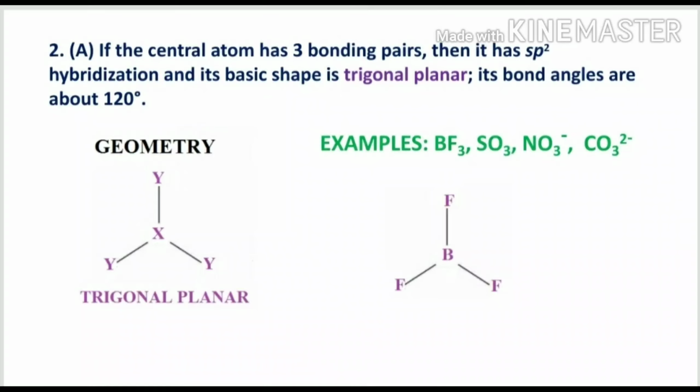If the central atom has three bonding pairs, that is, no lone pairs, only three bonds present, then it has sp2 hybridization and its basic shape is trigonal planar. Its bond angles are about 120 degrees. Examples: BF3, SO3, NO3-, CO3 2-.